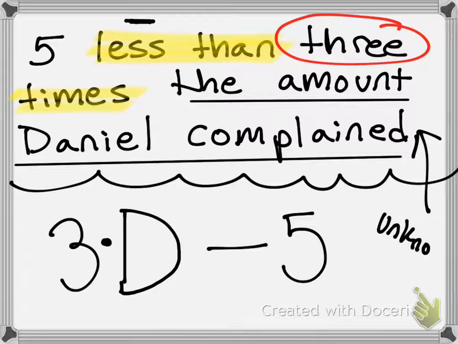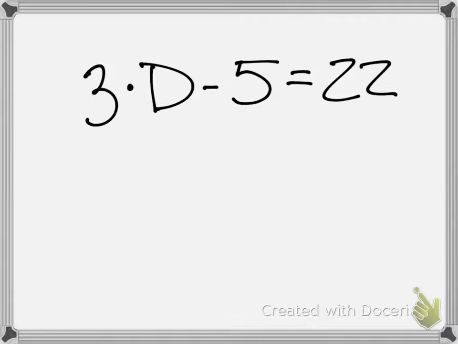What if I told you this? And I'm going to give you a hard problem here. I want you to solve this problem, but in this case, we're going to solve it equal to 22. So we have 3 times D minus 5 equals 22. I want you guys to solve for D. So I made a mistake. I said 24. It should be 22. So 3D minus 5 equals 22.